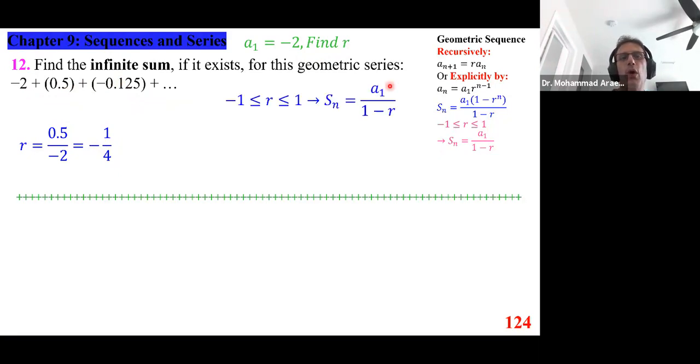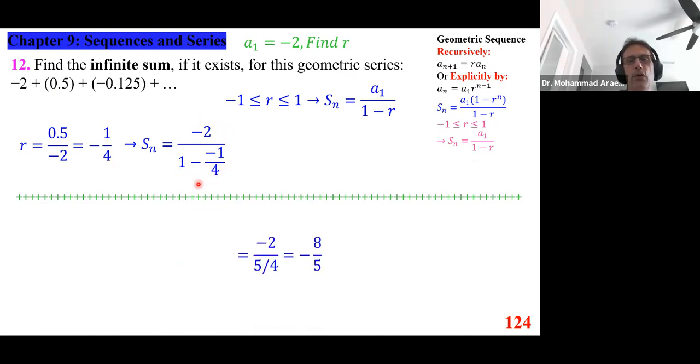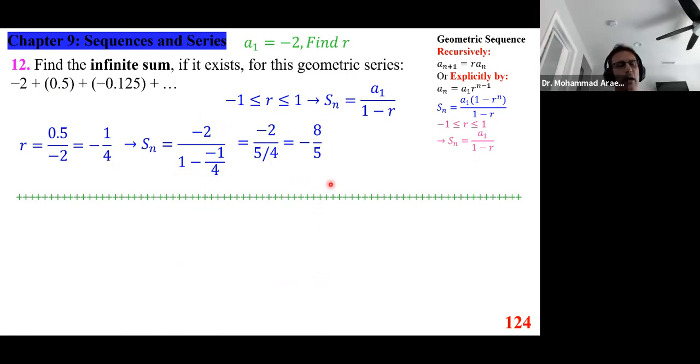Replace a sub 1 with the first term, which is -2, and r with -1/4. So the numerator is -2. The denominator is 1 minus -1/4, which means +1/4, which means 5/4. This is a complex fraction. We multiply the top and the bottom by 4, and we get -8/5.